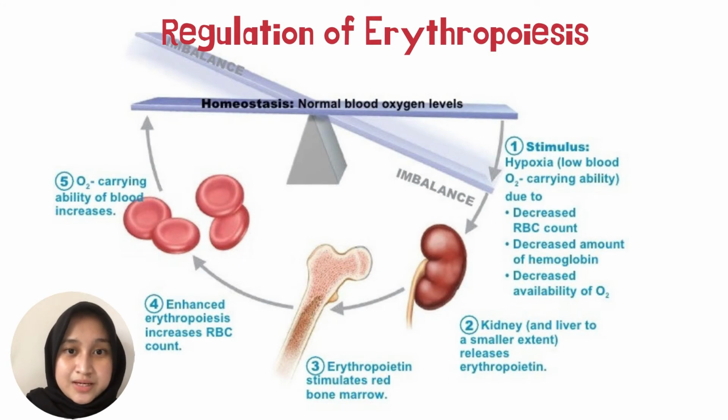When there is any imbalance in blood oxygen level, stress erythropoiesis will be stimulated due to hypoxia. Hypoxia will stimulate the release of erythropoietin or EPO from kidney, and then EPO will stimulate the red bone marrow to produce more red blood cells. So our body will return to normal function when there is adequate oxygen level.